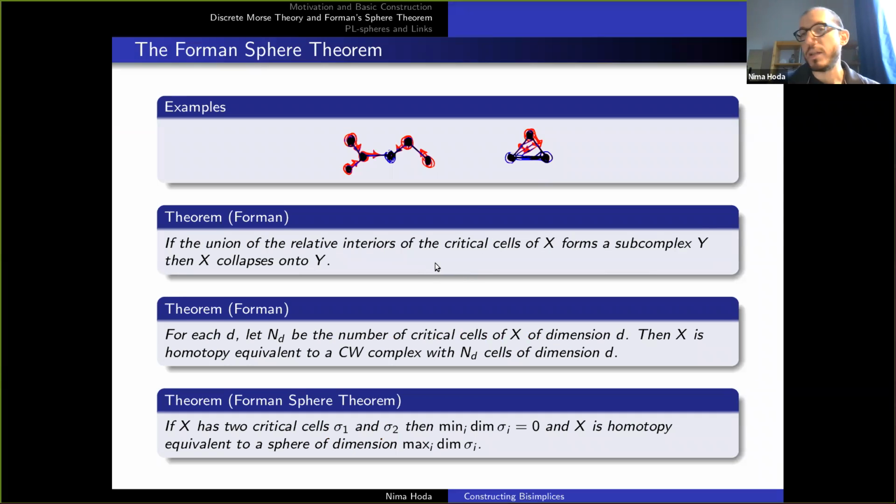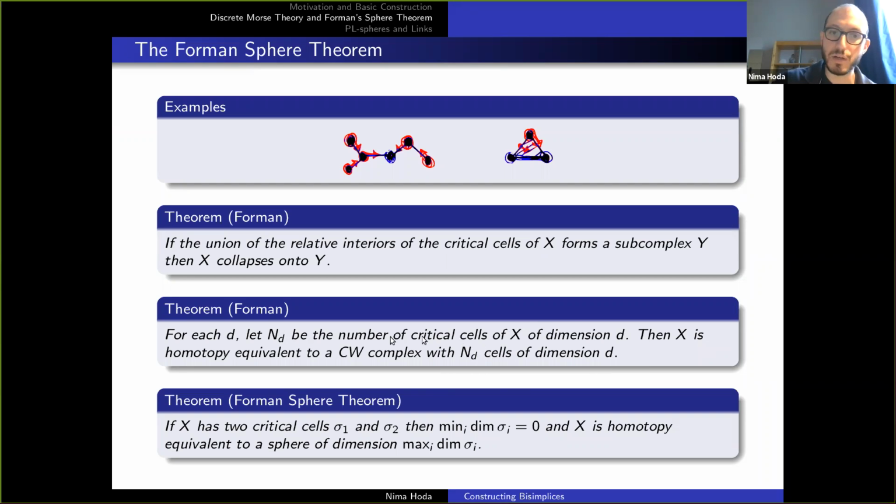And then by induction, because you wind up with a simpler complex, and the restriction of the Morse matching to that complex is still a Morse matching. The next theorem is more interesting. It says that if n sub d is the number of critical cells of dimension d, then X is homotopy equivalent to a CW complex with n sub d cells of dimension d.